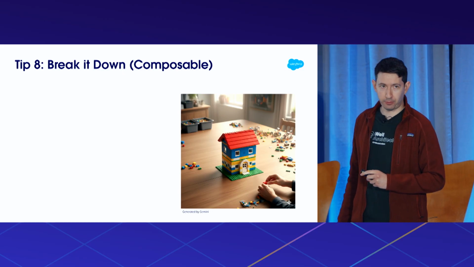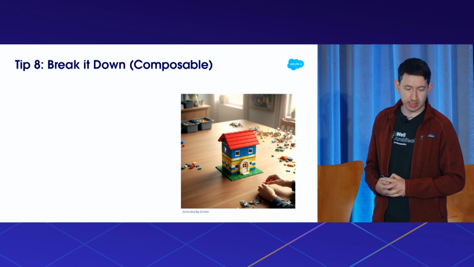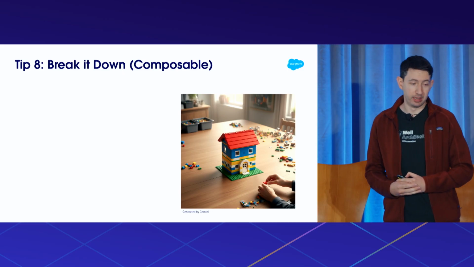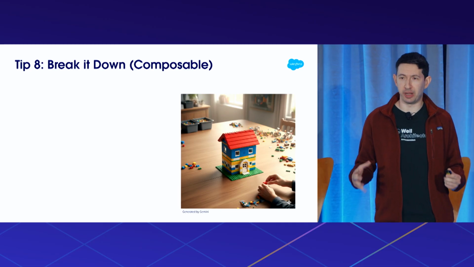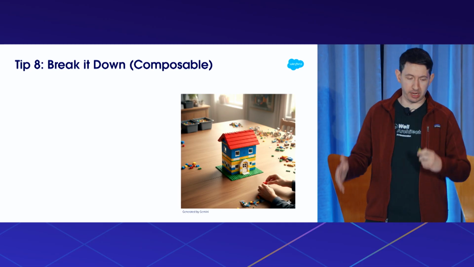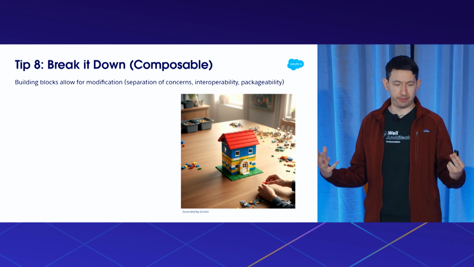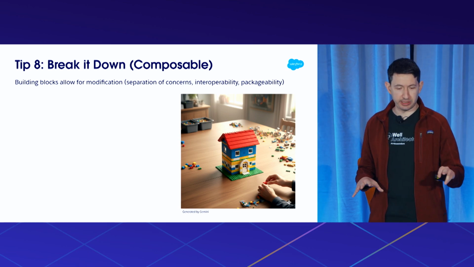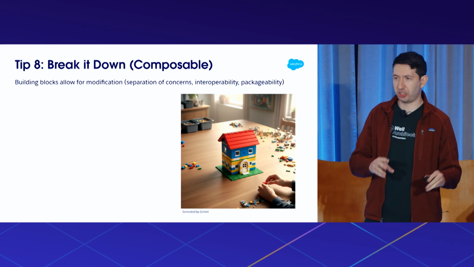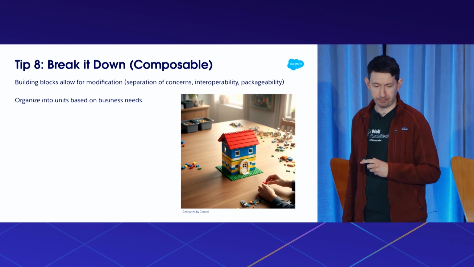Right, and the other tip here for architecting an adaptable solution is what Salesforce calls being composable. I call being able to break it down, kind of like Legos, right? We can build a couple different pieces, and then we can combine them all together, right? But do we have some sort of building blocks that allow for modification, separation of concerns, interoperability, packageability? Can we package things up? Can we make things work together nicely?